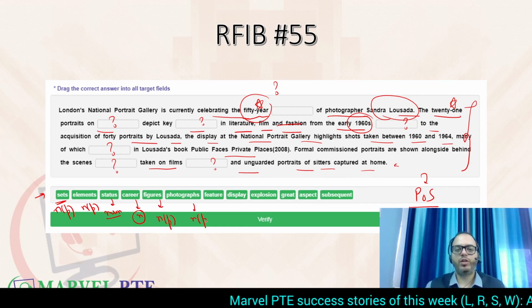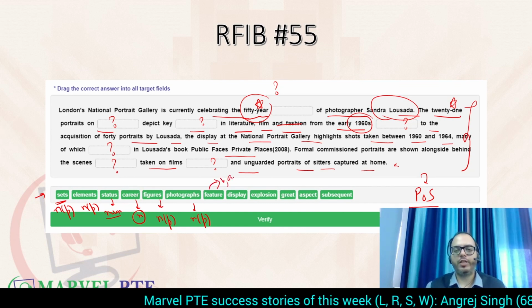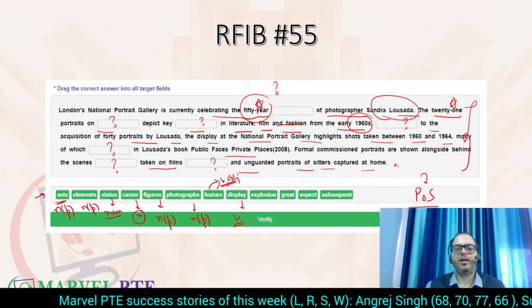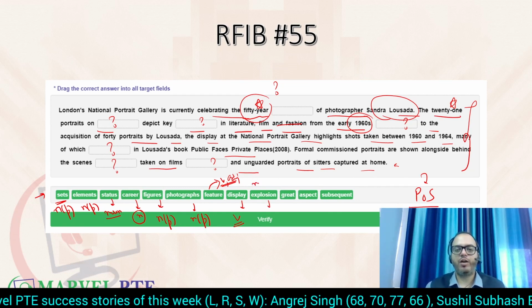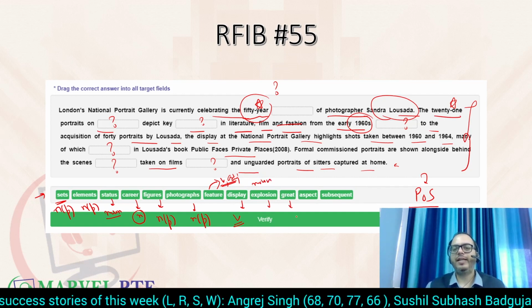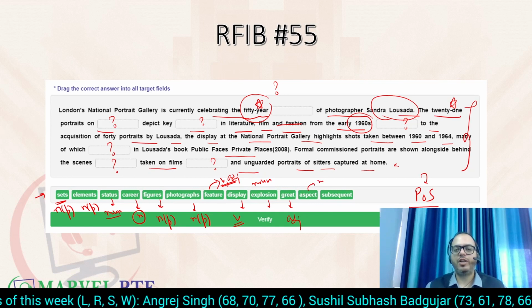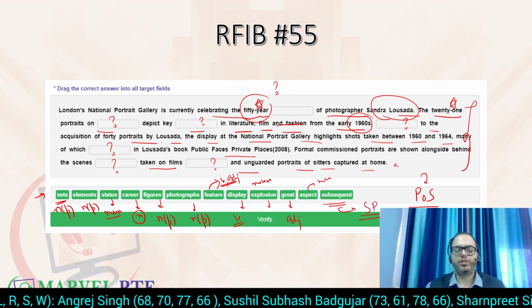Photographs, noun plural. Feature, as in feature films or feature in something, verb or it can be an adjective. Display, to display something, verb. Explosion, something being an explosion, noun, right? Great, in a way an adjective, great person, okay? Aspect, it can be a noun. Subsequent, this is your signposting word.